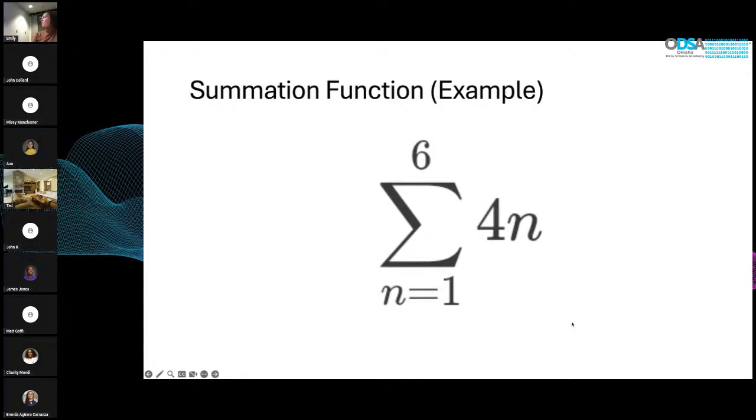So this is what it'll actually look like. Those were the general forms. Here's an actual implementation. Sum over 4 times n, starting at 1, you say n or i, where n equals 1, all the way up to 6. So this would be 4 times 1 plus 4 times 2 plus 4 times 3 plus 4 times 4 plus 4 times 5 plus 4 times 6. So you go all the way up to 6. I have to think if it's inclusive of 6 or not. I can double check on that.